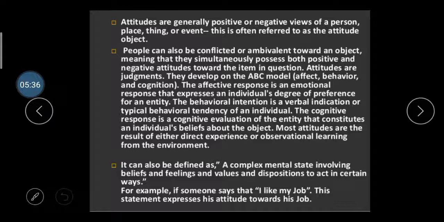It can also be defined as a complex mental state involving beliefs, feelings and values, and a disposition to act in a certain way. For example, if someone says, I like my job, this statement expresses his attitude toward the job.